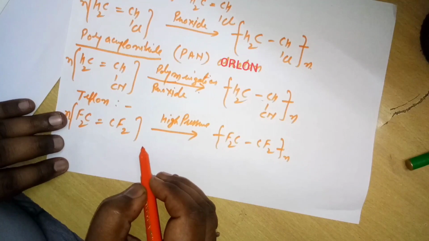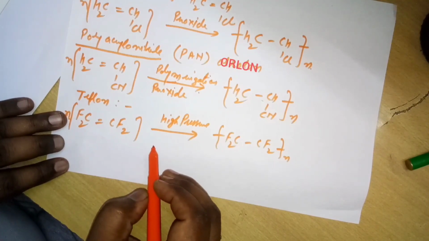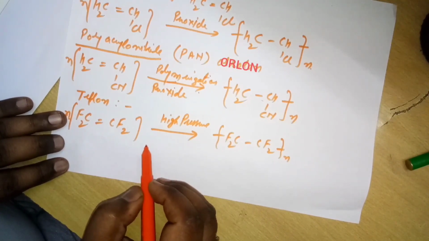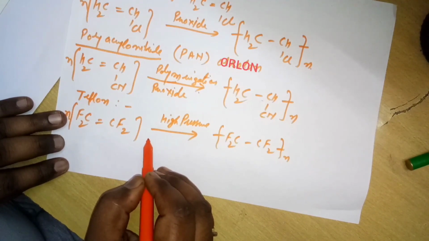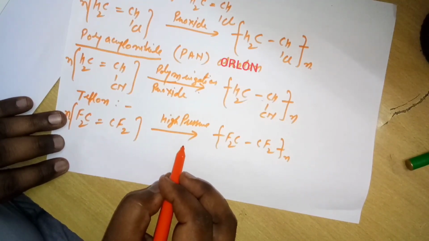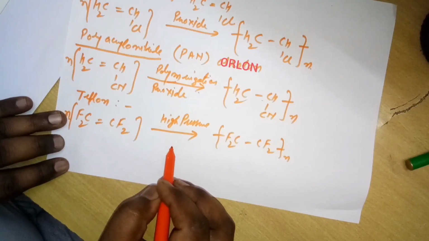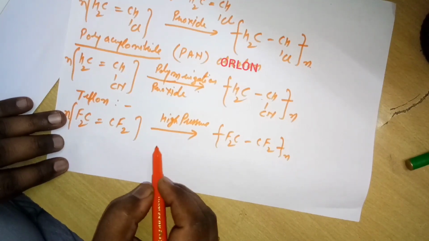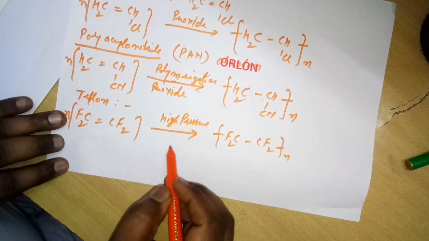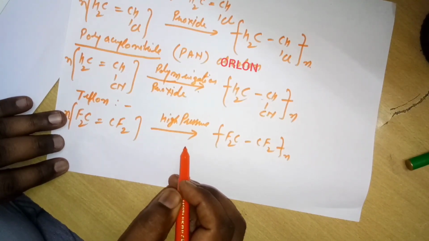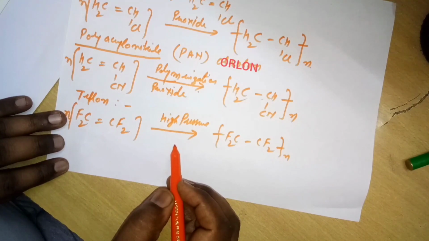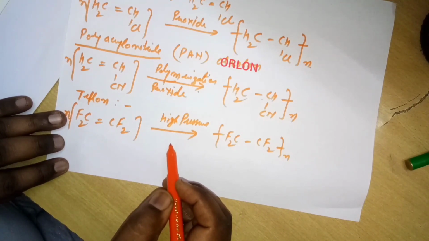Teflon is flexible and inert to solvents. Because of its great chemical inertness and high thermal stability, Teflon is used for making non-stick utensils. It is also used for making gaskets, pump packing, valves, seals and non-lubricated bearings.